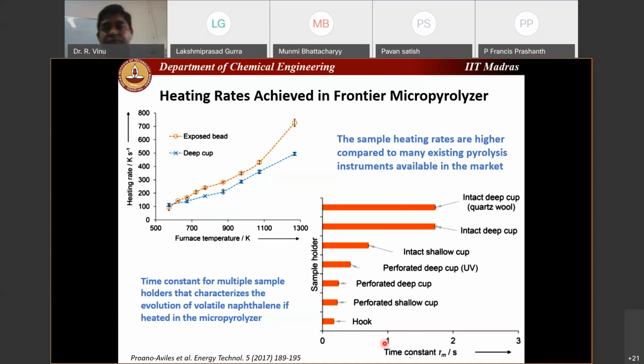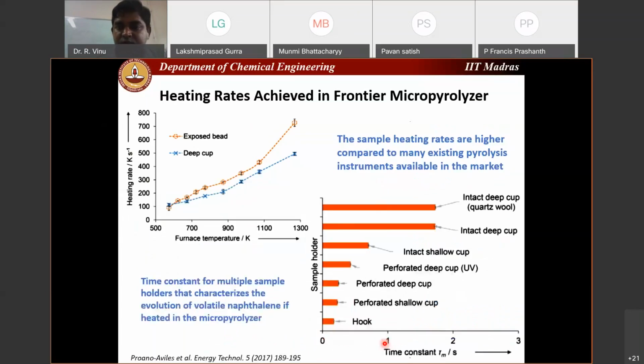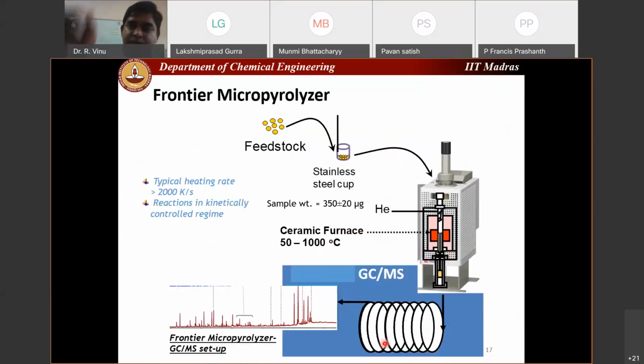Okay, so those of you who have used these things, you will know what the different types of things are here. So people typically deposit the sample in a hook, right, in a shallow cup, deep cup, and so on, and then try to understand the fundamentals behind heating of the sample in these setups. Okay, the next type of reactor is an American make one. It's called a CDS Analytical Pyro reactor. Okay, so unlike the other setup, the Frontier micropyrolyzer, the sample is taken in a stainless steel cup, and it is more like a drop cup configuration.